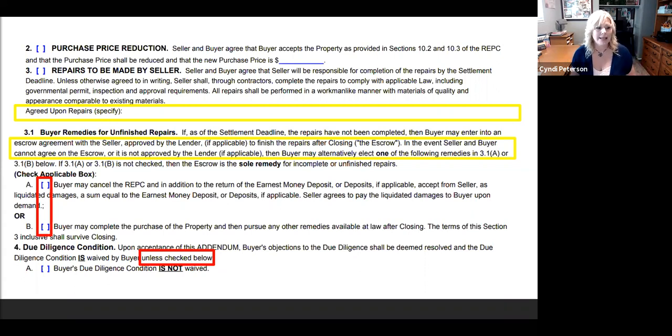So basically what it's saying is if we get to the end and the seller hasn't completed the repairs on number 3 that we talked about, now 3.1 will kick in. If 3.1 kicks in and the lender comes back at the deadline and says no, we're not going to allow for any escrow because it's work that could be done, or we don't have sufficient bids or whatever it happens to be, then you would need to decide at that point what the buyer is going to do if they can't come to any kind of agreement. And that's where you want to check either A or B.